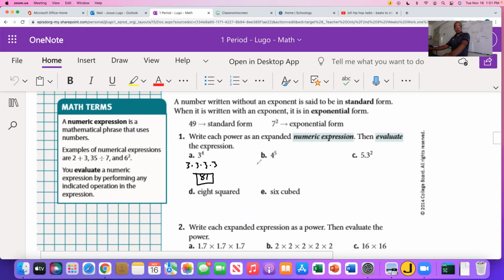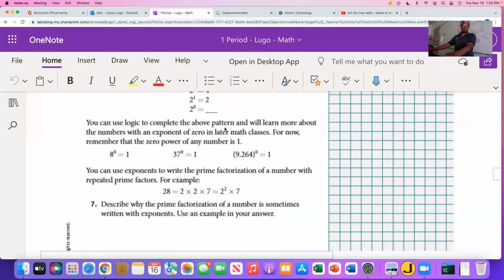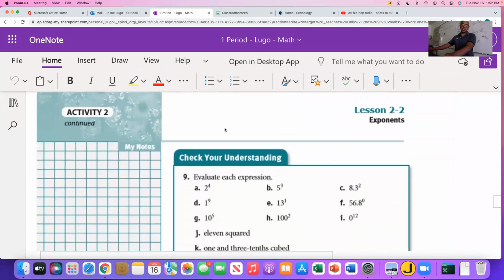4 to the 5th power is going to be 4 times 4 times 4 times 4 times 4. 5.3 to the 2nd power would just be 5.3 times 5.3. And yes, you would have to work that out. Notice right here, 8 squared, that would be 8 times 8. And you're just evaluating it. That is how that works, ladies and gentlemen. And you move on all the way until you get to 9J.